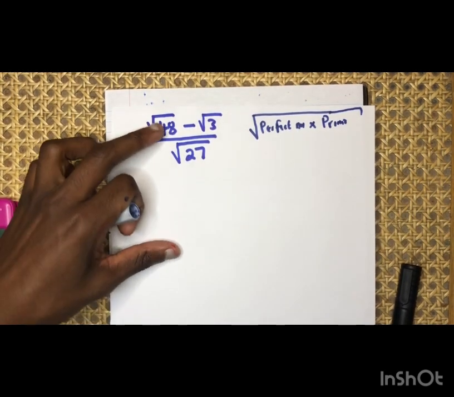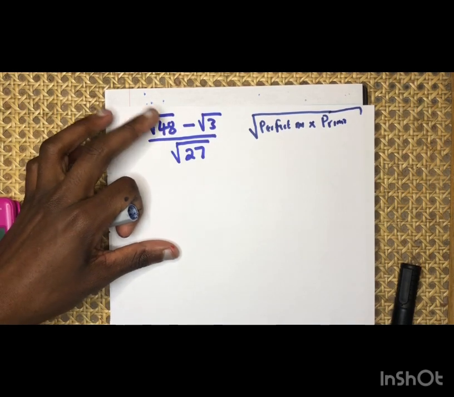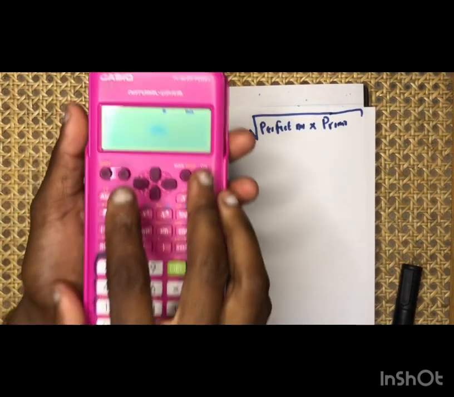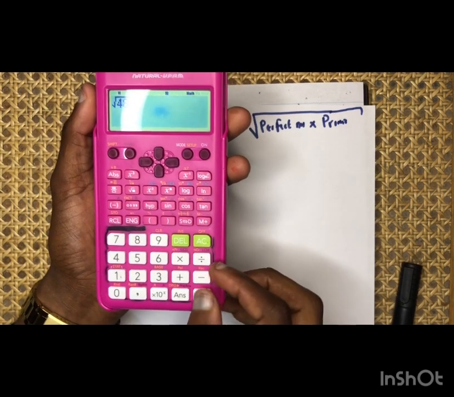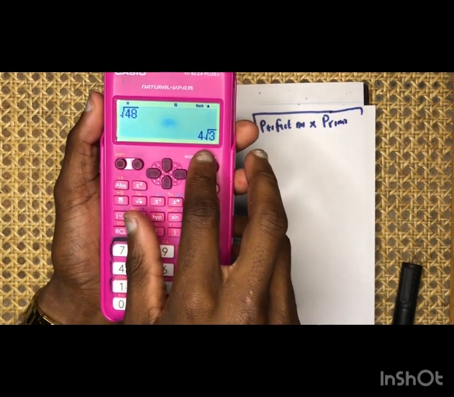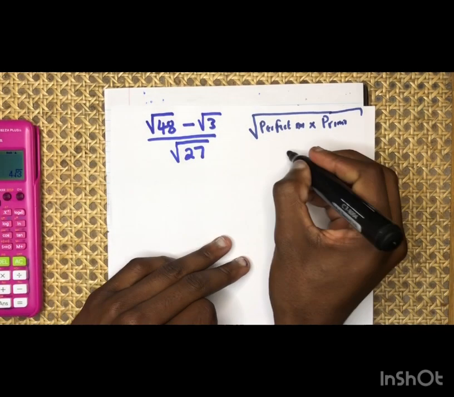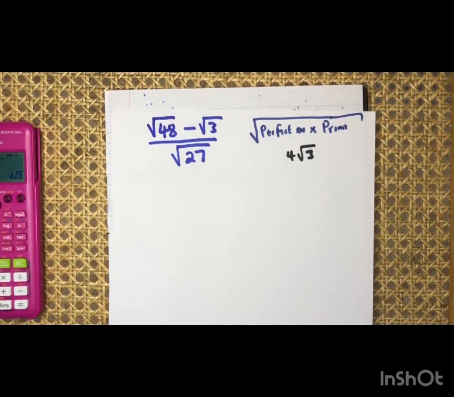So we can see that, guys, 48 is not a prime number, so I have to change it and find the perfect square and the prime number. So what do you do to find them? You are going to press it on your calculator like this. You see, you get what? You get 4 root 3. So if you get this, they will say without use of a calculator.